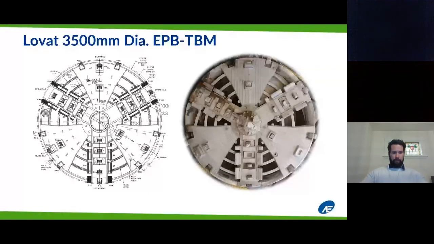So here we have a diagram, and on the left we have a diagram of the face of the tunnel boring machine, and on the right this is an actual picture of the machine after it was retrieved from its first tunnel drive. I'm showing this slide just to emphasize that the largest openings you can see here in the face of the tunnel boring machine is 240 mil. And this is to protect the screw conveyor as material passes through the face of the machine and it comes to the inside of the machine.